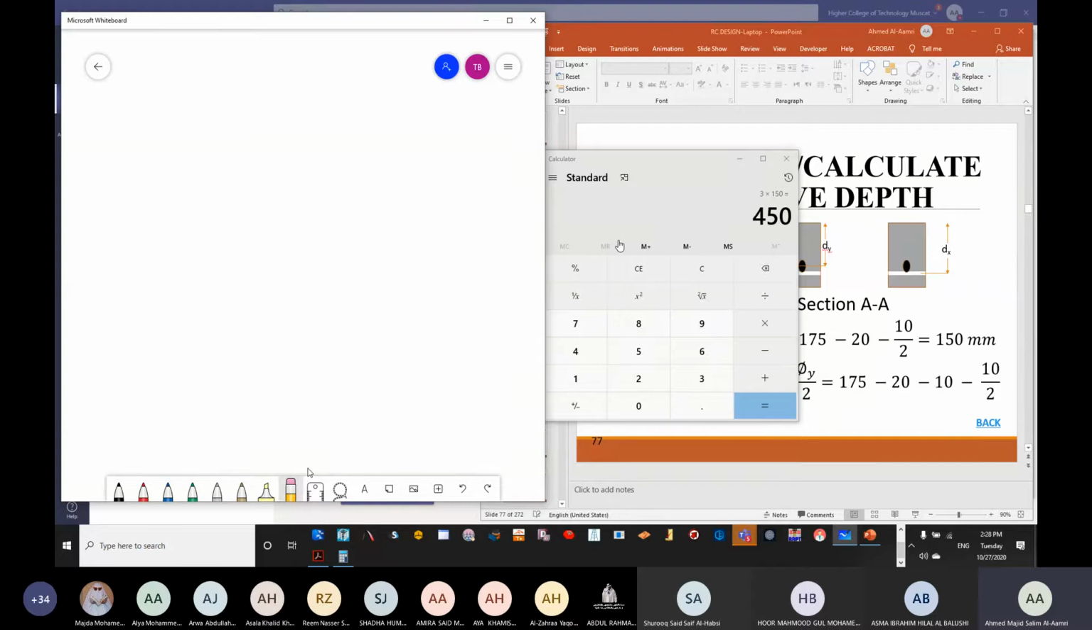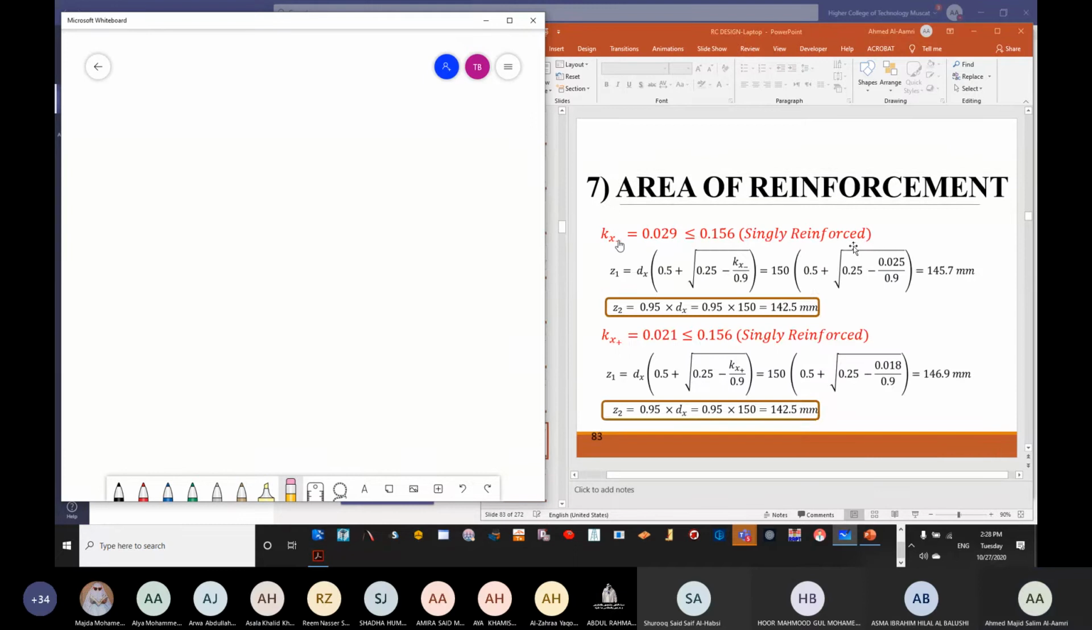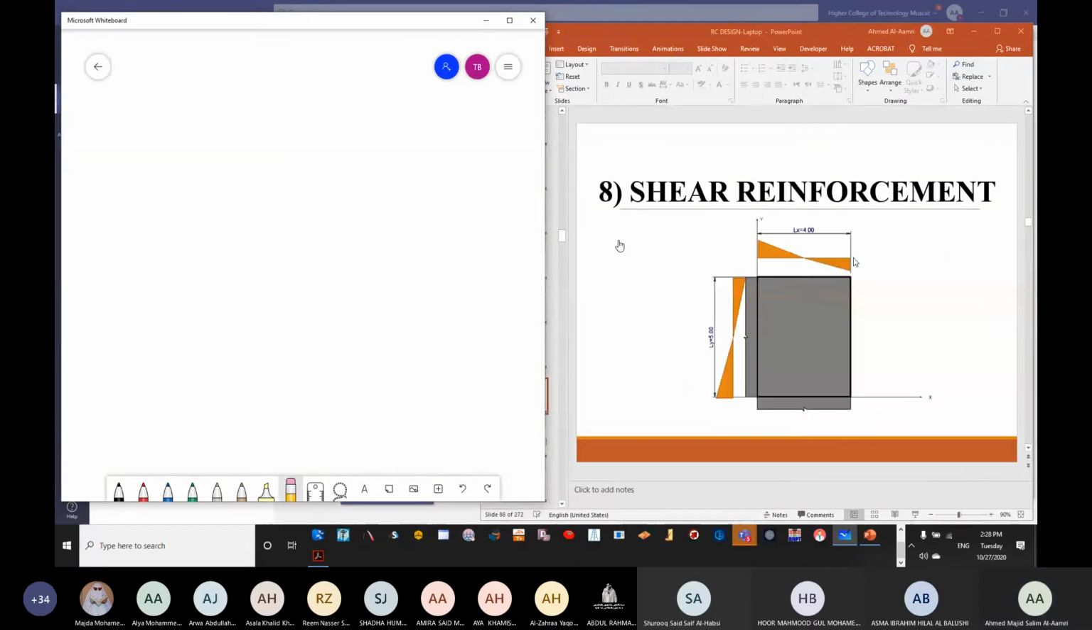Okay. Now going for shear. Before we go for shear, how many types of stresses have you studied? Okay, so what are the stresses? We have shear stress.